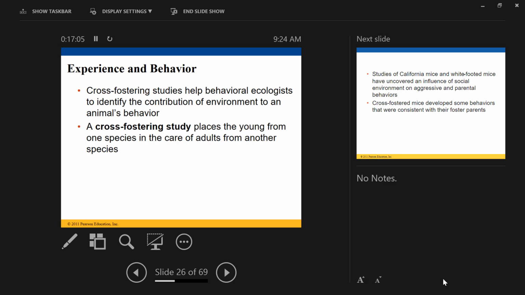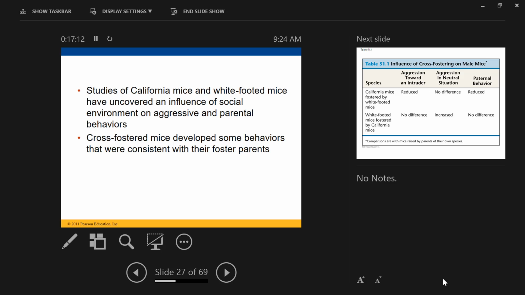And then so you know, is this something that's innate or is it something that's learned? So the example given in the text, or one of the examples given in the text, is white-footed versus California mice. White-footed mice are very aggressive mice. California mice are less aggressive. And so what they wanted to figure out is if they raise California mice with white-footed mice parents, do they learn to be more aggressive?